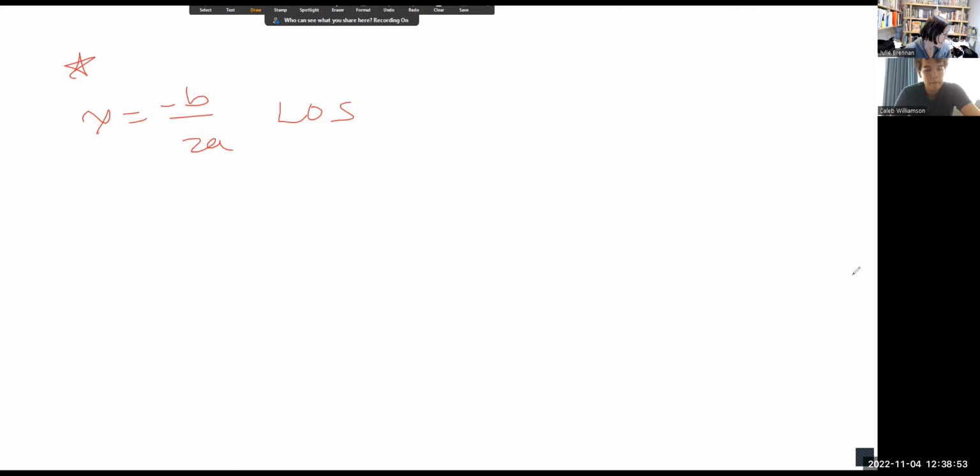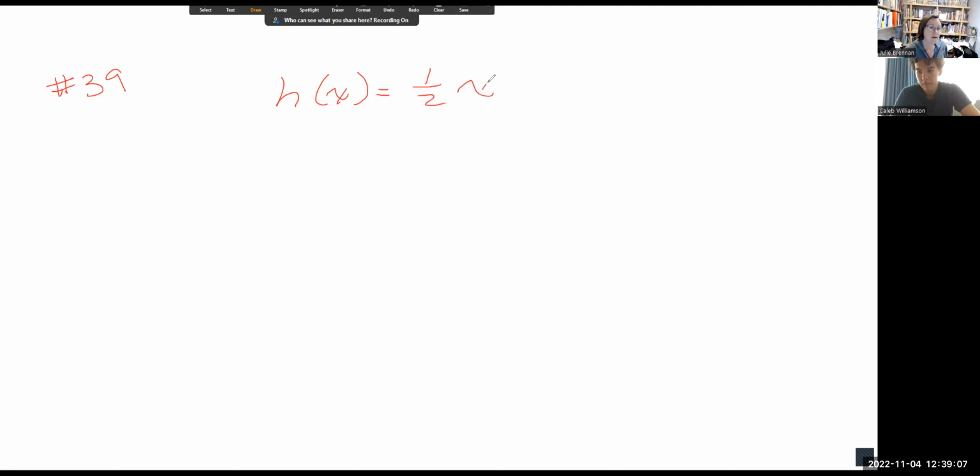If I look at number 39, that one's actually even easier because the numbers are really nice. The numbers are not hard at all. If I have the h of x, even with the fractions, they're really not that bad. For what I'm trying to do, if you're asked for just the max or the min, well, x is equal to negative b over 2a, right? So it's just equal to negative 2.